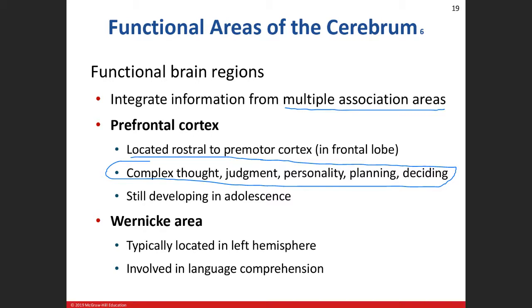Interesting fact, I personally think that this area is still developing past adolescence. The way I think in my 40s is different than the way I thought in my 30s, and definitely different than the way I thought in my 20s and teens. But we're seeing that this area is still developing through adolescence. Adolescence can go into your early 20s. It starts with puberty and then moves through the teens and into the early 20s.